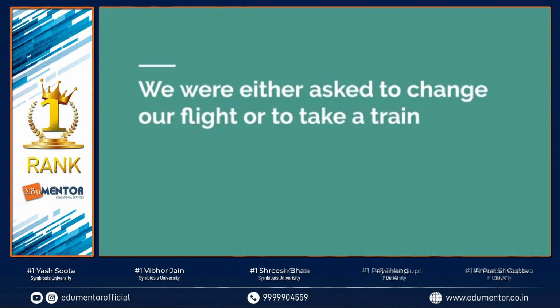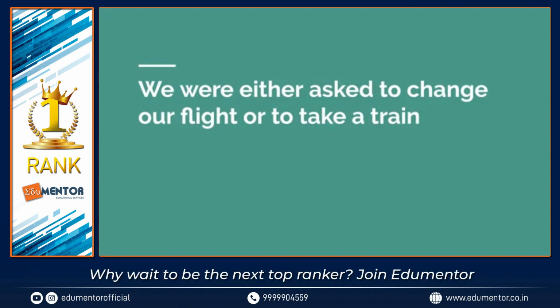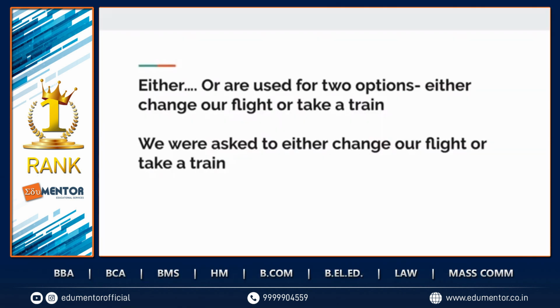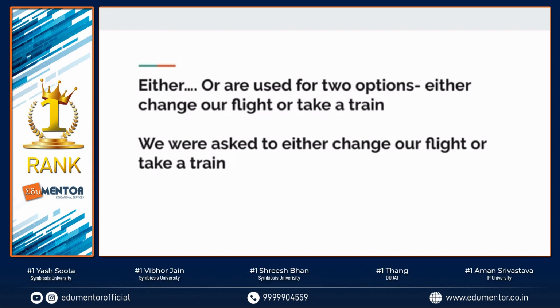Asked to change our flight and or to take a train, these are not correct. To change our flight or to take a train, those are the two options. Okay, so we were asked either to change our flight or to take the train, right? We were asked to either change our flight or take a train. So either-or is used for two options.